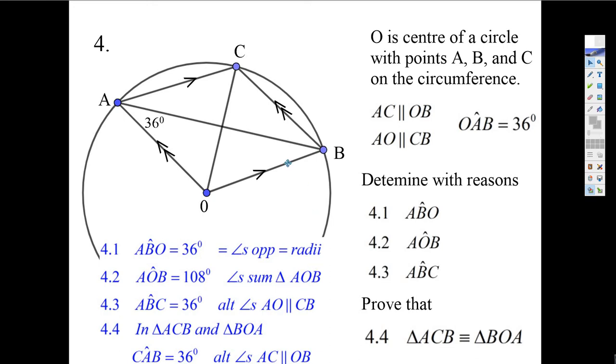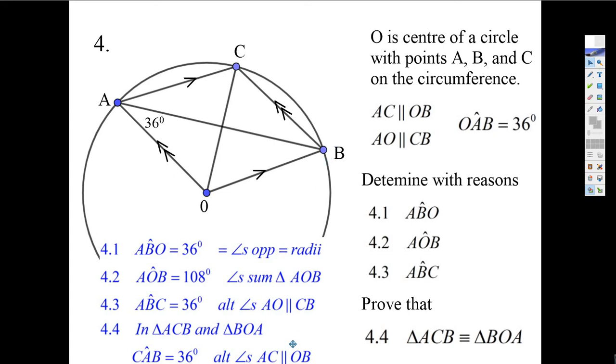Now, angle ABC, how could we figure out this angle here? Well, we can use these parallel lines. Do you see the Z here? ABC is one of the angles in the corner of this Z. They're alternate angles on opposite sides of this line AB that cuts across the parallel lines. So that means ABC is 36 degrees, alternate angles, and the parallel lines we're using are AO parallel to CB.